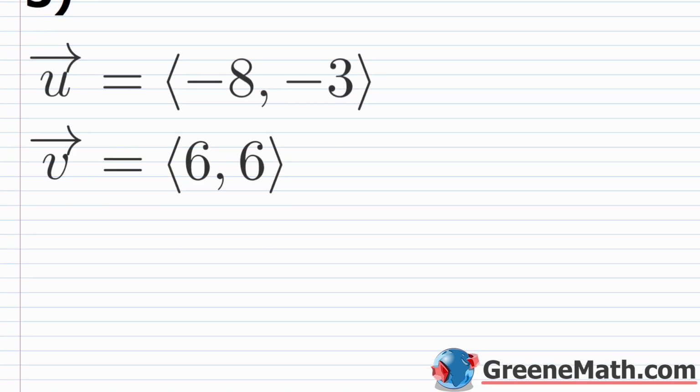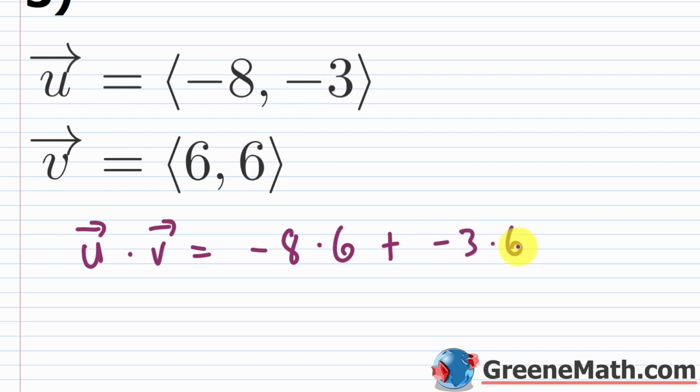So if you want to find the dot product, you would say this vector u, and then dot this vector v. All you're going to do is start by multiplying the horizontal components together. So in other words, negative 8 times 6. Then you're going to go plus. You're going to multiply your vertical components together. So negative 3 times 6, like this. And that's all it is. It's a very, very simple process.